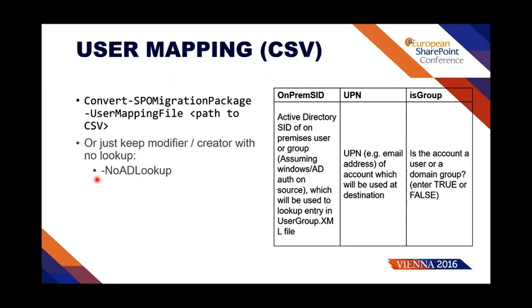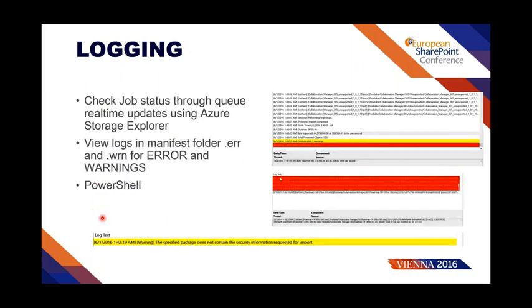What about logging? There are a few logs available. The important ones are stored in Azure after the migration, and there are some .error and .warning files, so they indicate if you have any errors or warnings during the migration. For instance, if a file was skipped for some reason, or if it was already present in the destination, things like that.